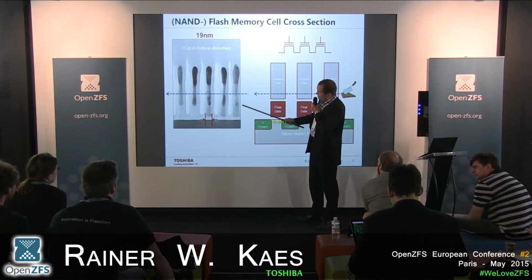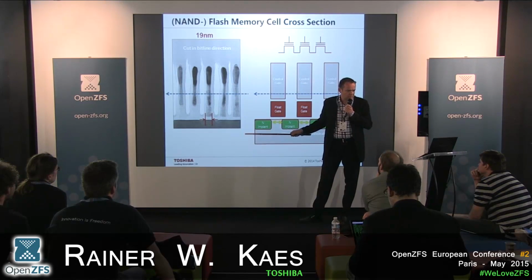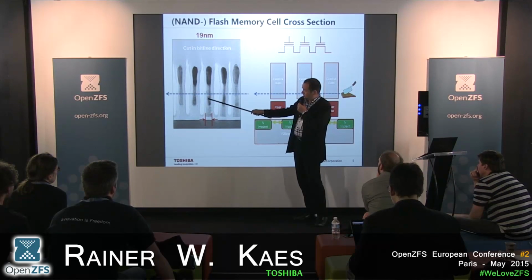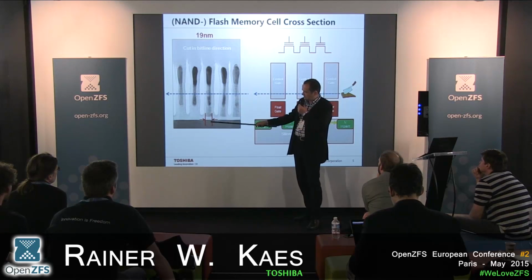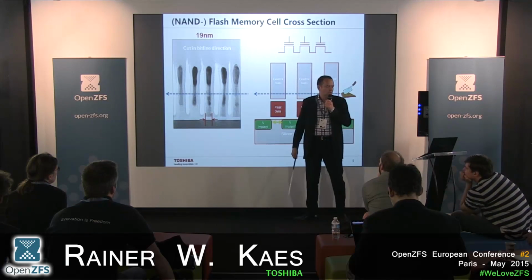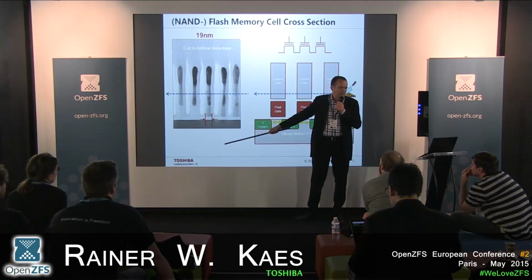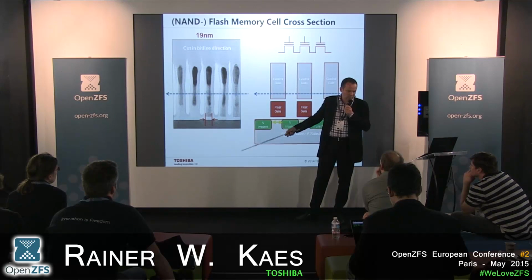So what this picture also tells us is that the cells are different from each other. Sometimes the floating gate is larger, sometimes smaller. The isolation layers are different. Also the implants in the transistor are different. So from cell to cell to cell, it behaves differently. We should take this into account when we later go to the different technologies.